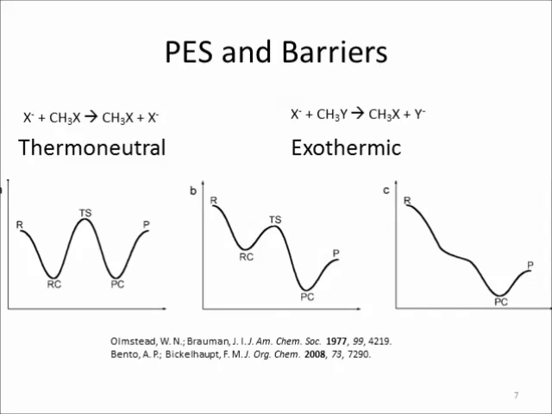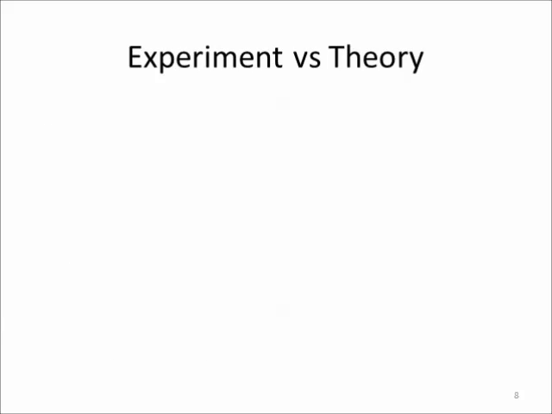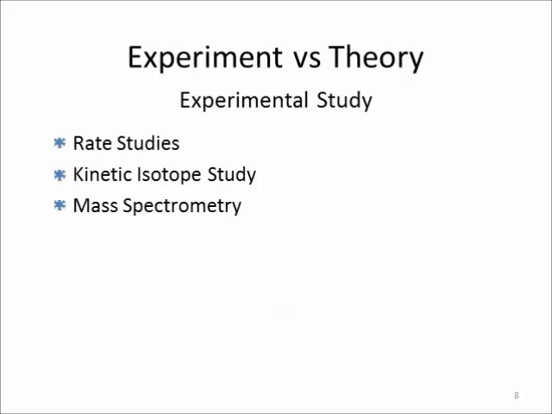There are different types of potential energy surfaces and energetic barriers. This is for a thermoneutral reaction, while these two are for exothermic reactions. How do scientists know the mechanism of the reaction? Experimentally, they carry out rate studies, kinetic isotope studies, as well as mass spectrometry analysis.